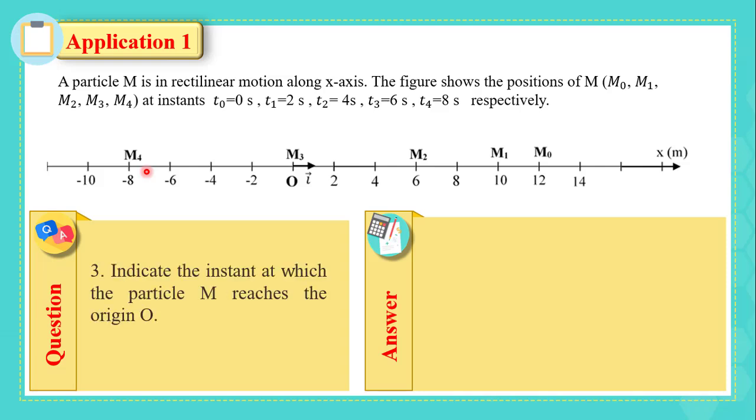Now let's indicate the instant at which the particle m reached the origin O. The particle m reached the origin at the instant t3, which is equal to 6 seconds.